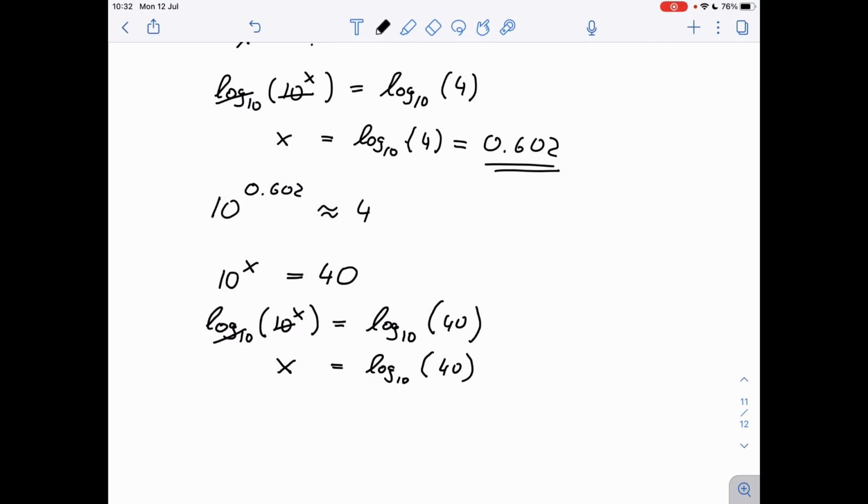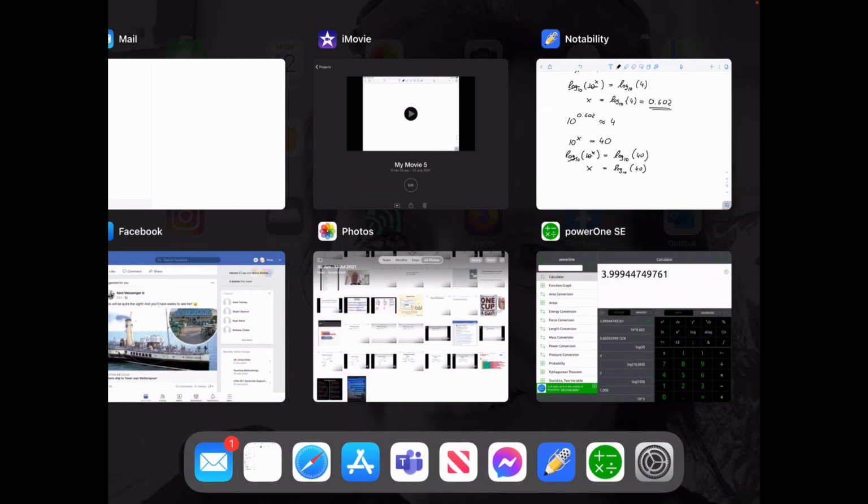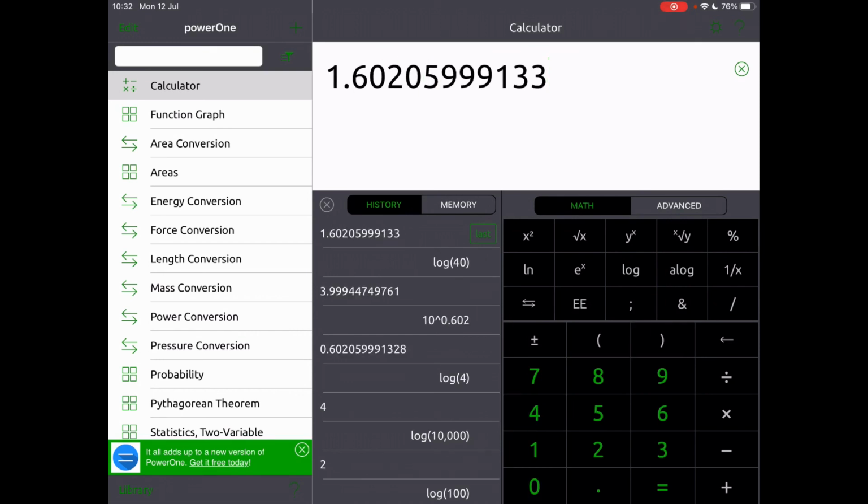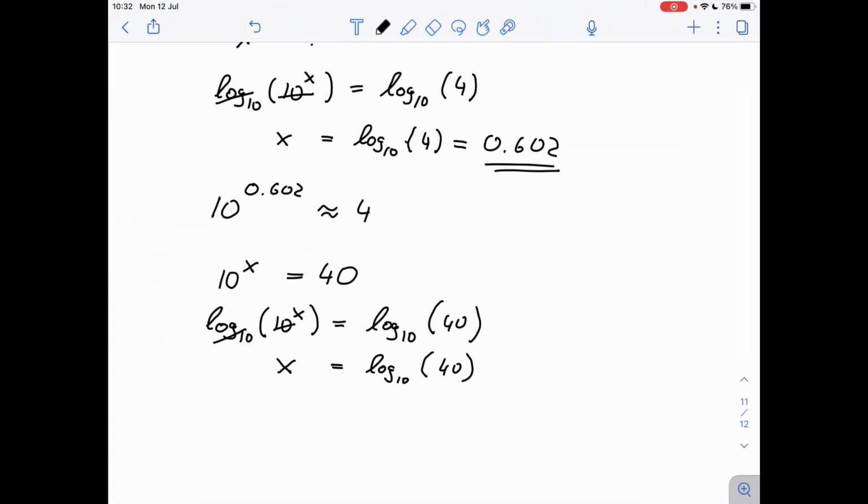And let's try what we get in the calculator with that. Okay, so let's go to the calculator. Again, we've got log 10 of 40, close the bracket, equals, we get a value of 1.602. And we do it again to 3 decimal points. So here, our x would be 1.602.